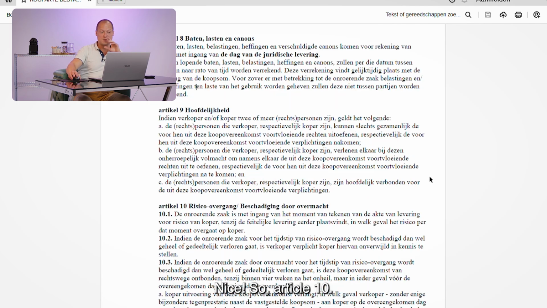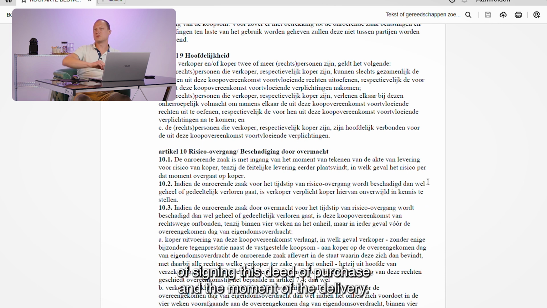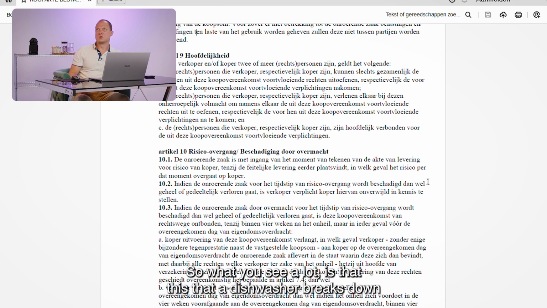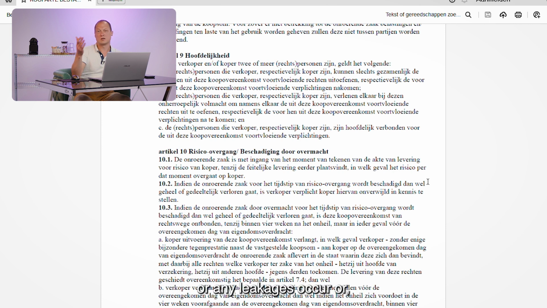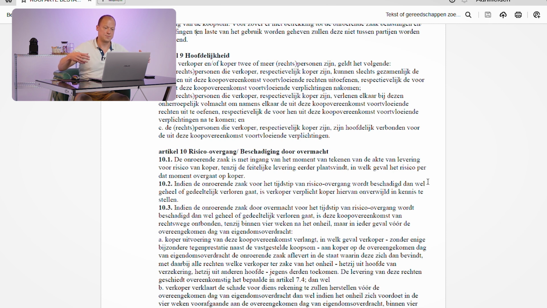So Article 10, that's about risico-overgang. Any damages that can happen between the moment of signing this deed of purchase and the moment of the delivery. So what you see a lot is that a dishwasher breaks down, or any leakages occur, or whatever can be damaged in the property. Maybe a broken window. The current owners are still, of course, responsible for fixing that.